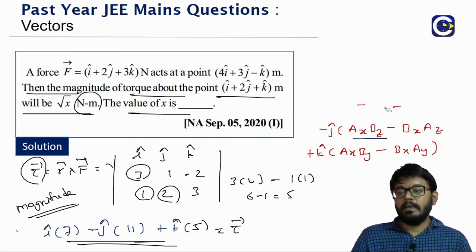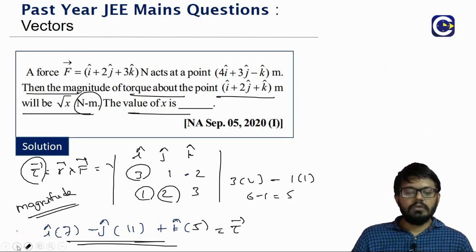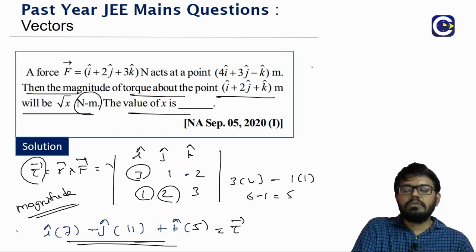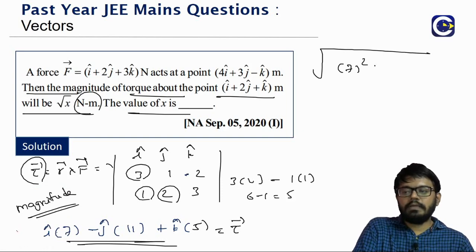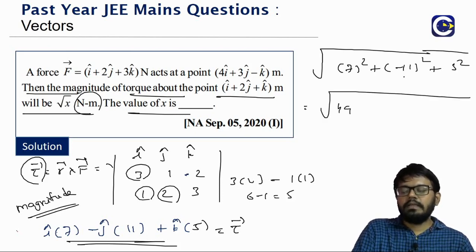What is the next thing? We have to find the magnitude. Look at the question, right? What they are asking us. Once we find the magnitude, they are saying if the magnitude is equal to root x, then what is the value of x? So what is the magnitude formula? Root of, for any vector, right? I component square plus, here what is the j component? Minus 11 plus k component square. 7 square means 49. Minus 11 square means what? When you square, minus will not come. 121.